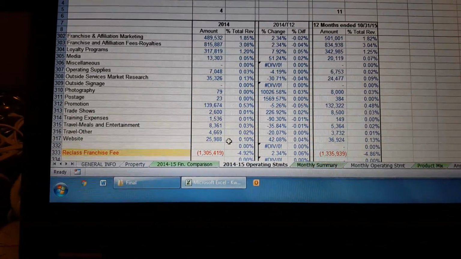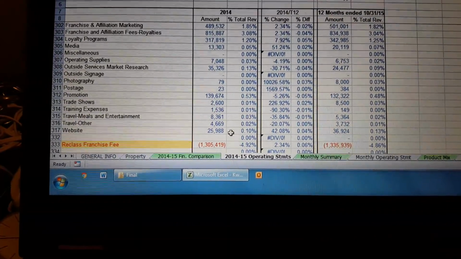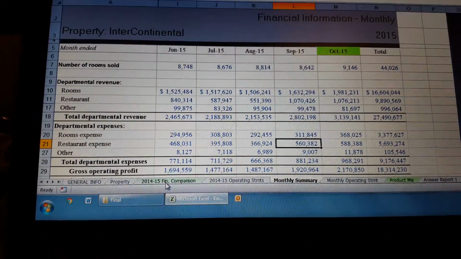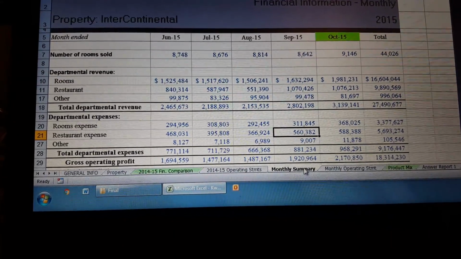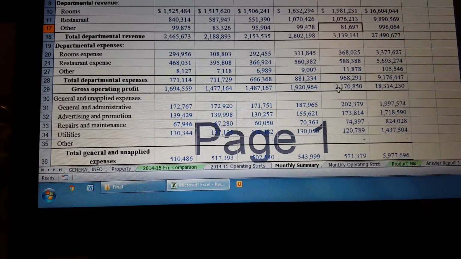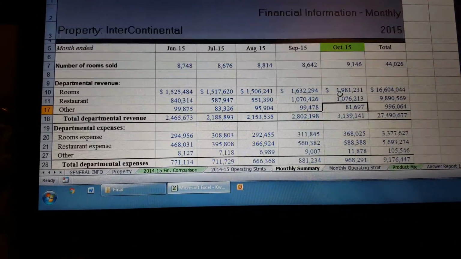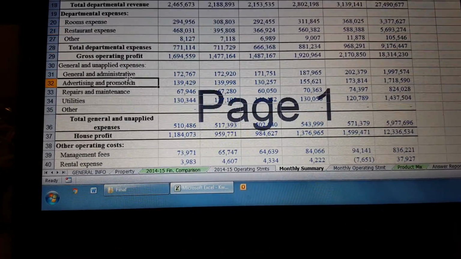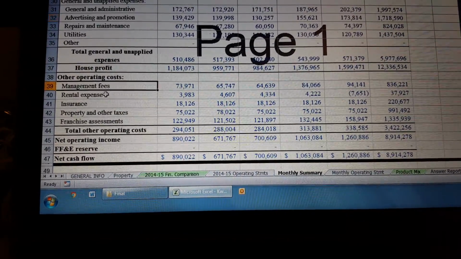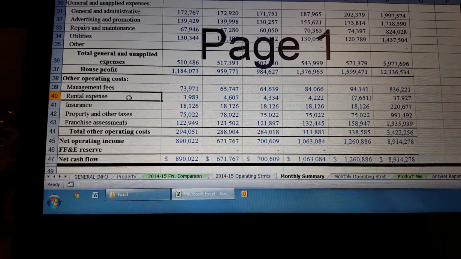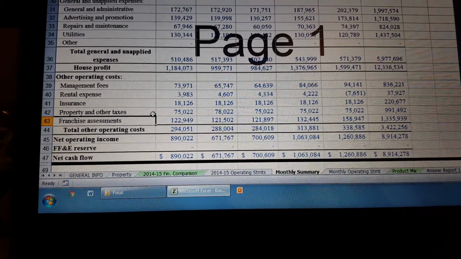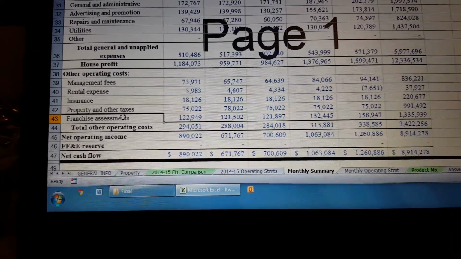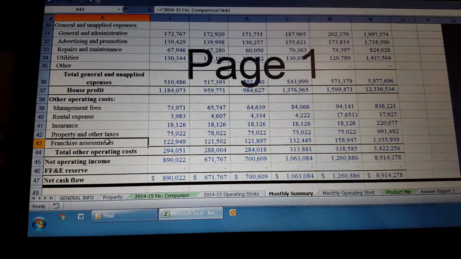I also performed a financial monthly comparison as shown in the monthly summary, similar to the financial comparison over here, highlighted in green. The monthly summary is a more general summary of all the accounts. We have again revenue, expenses, the generals, the operating costs such as management, rental, insurance, property taxes, franchise assessments, where the majority of these, like management and franchise, are a percentage of gross revenue.